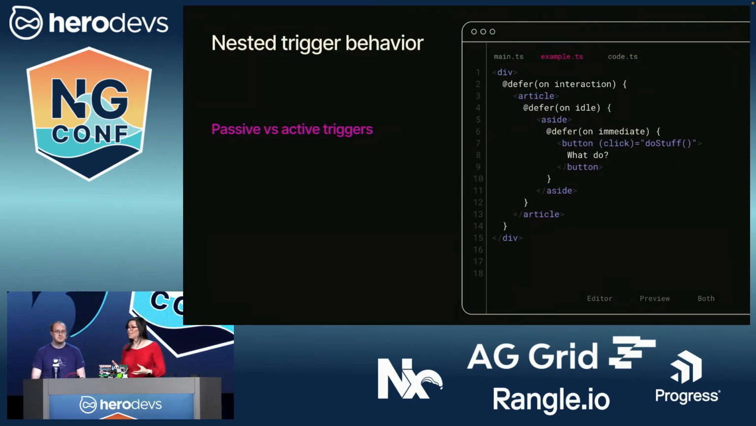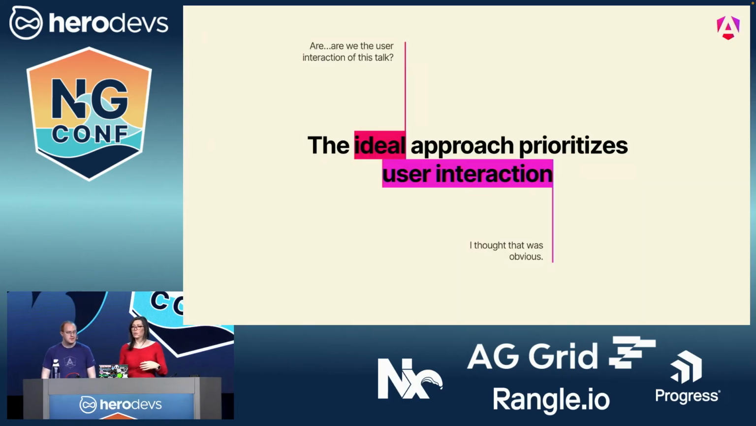So we treat these slightly differently. When you have a parent element that has an active trigger, we don't do anything with the idle or immediate until that interaction actually occurs. However, if you don't have a parent trigger that is active and it's just passive triggers, those are going to fire like normal. The key thing here is that we're focusing on the user interaction as the source of the signal for us to know when we need to actively fetch and hydrate.